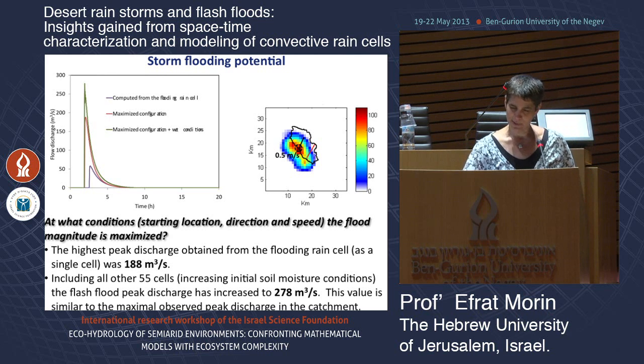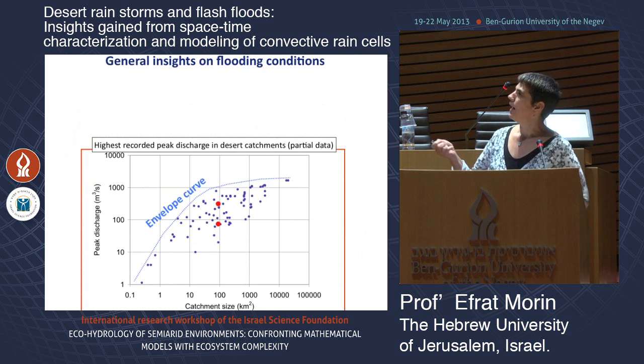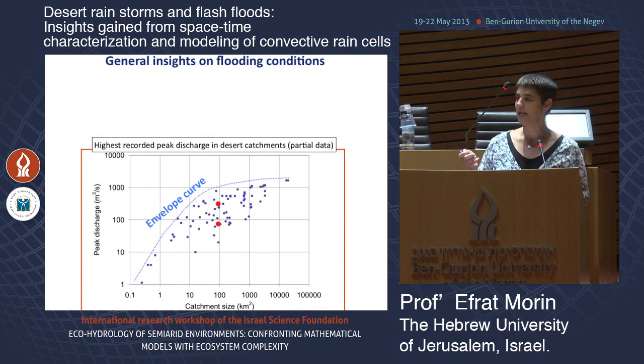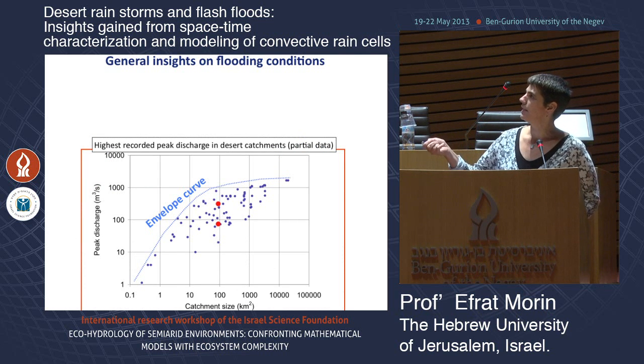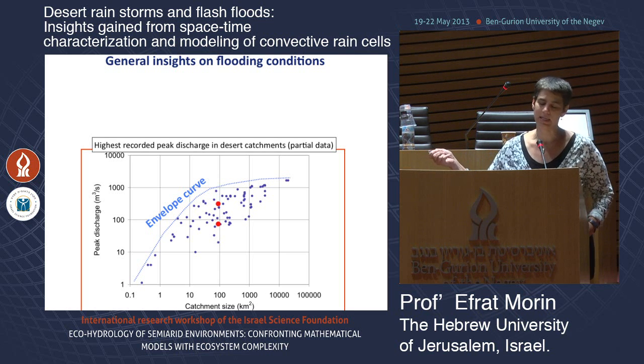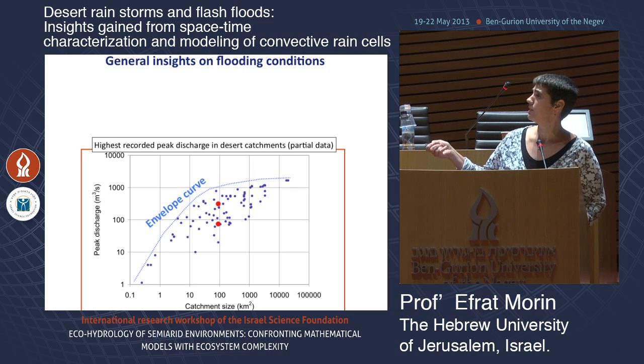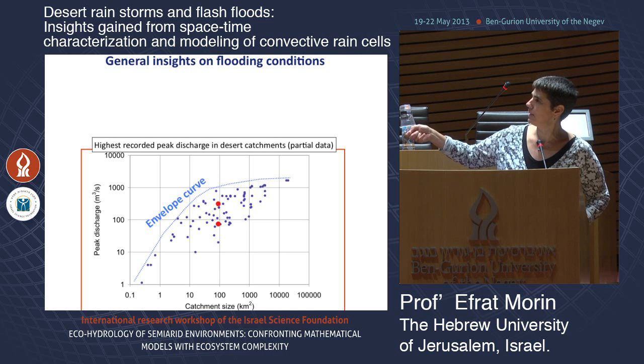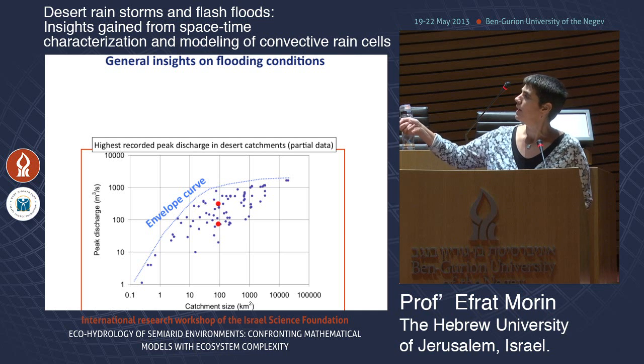Let's take it in a little bit larger context. We talk now only about one case study, one storm in one catchment. This is the highest peak discharge observed in the desert catchments of Israel. For each catchment, according to its size, the highest peak discharge. Every other flood that was measured will be below this curve. We call it an envelope curve in hydrology.